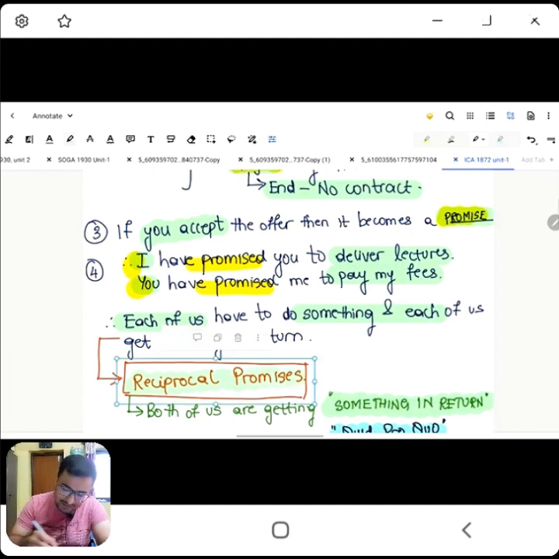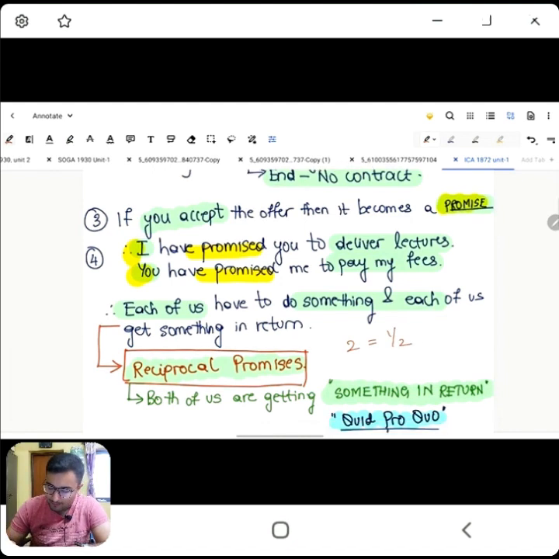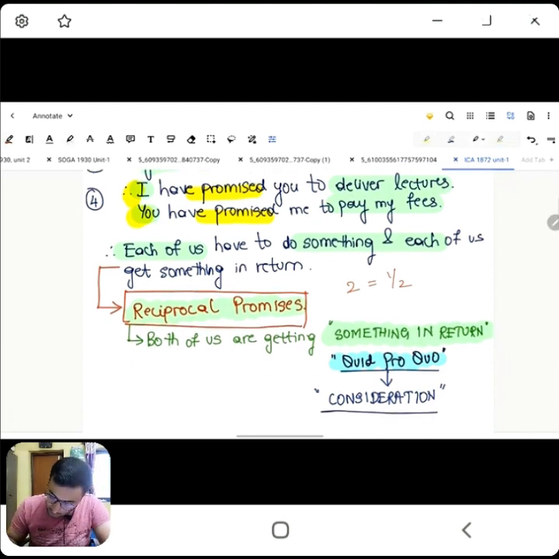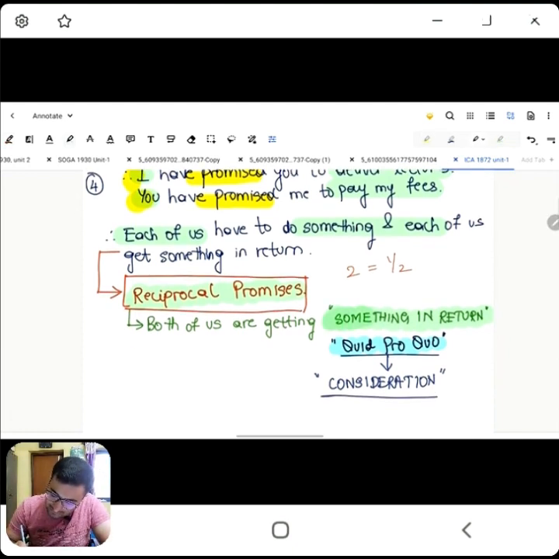promises. What is reciprocal in your quantitative aptitude? Reciprocal of 2 is 1 by 2. Basically, ulta, right? Upside down. So, here again, reciprocal promises. I will do something for you, you do something for me. मैं तुम्हें खून दूंगा, तुम मुझे आजादी दो, right? Okay. Both of us are getting something in return.